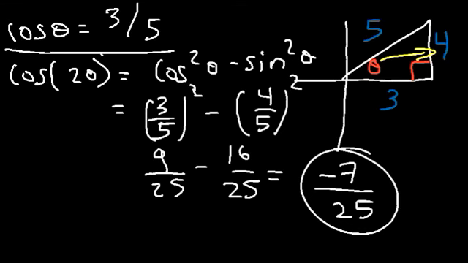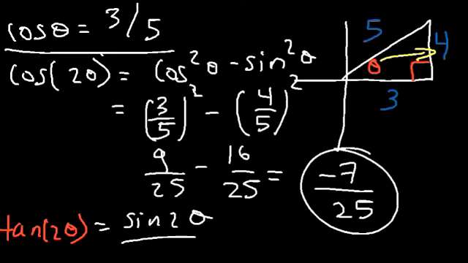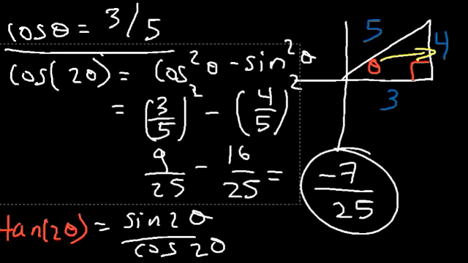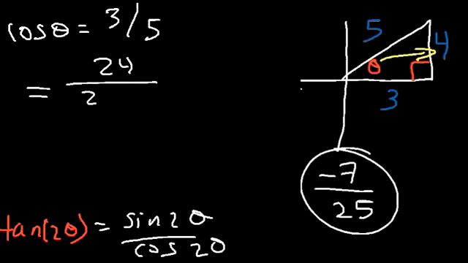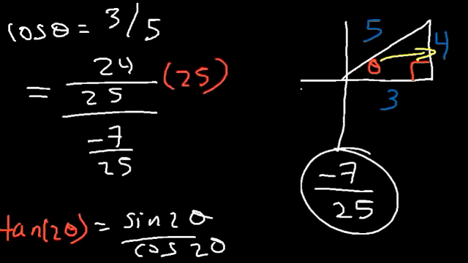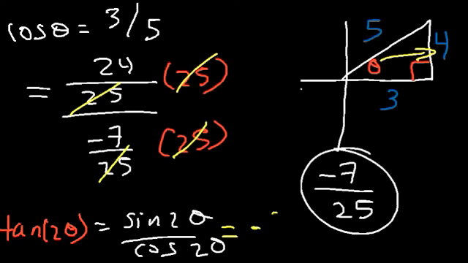Now, if you want to find tangent 2 theta, you can simply divide sine 2 theta by cosine 2 theta. So we have the value of sine 2 theta. In the last example, we said it was 24 over 25. And we have the value of cosine 2 theta. It's negative 7 over 25. If you multiply the top fraction by 25 and the bottom by 25, the 25s will cancel. So tangent 2 theta is simply negative 24 over 7.